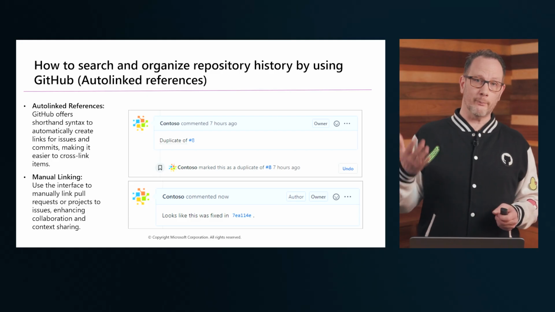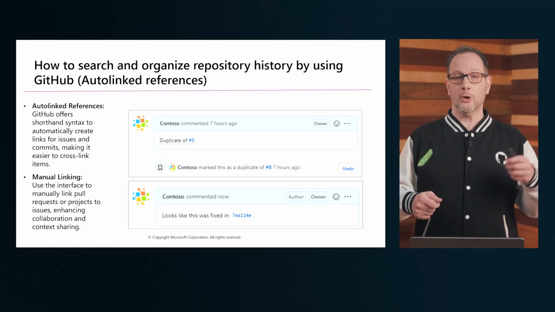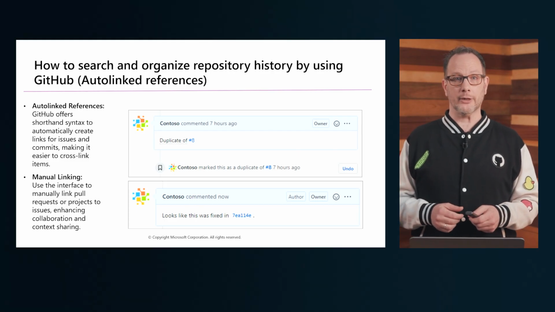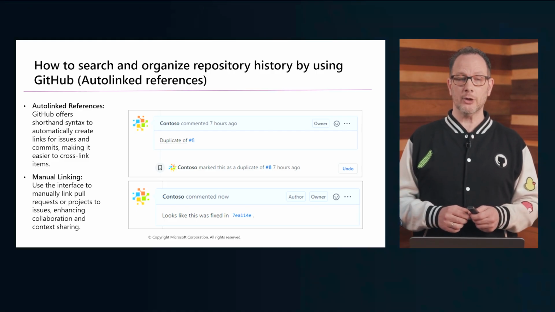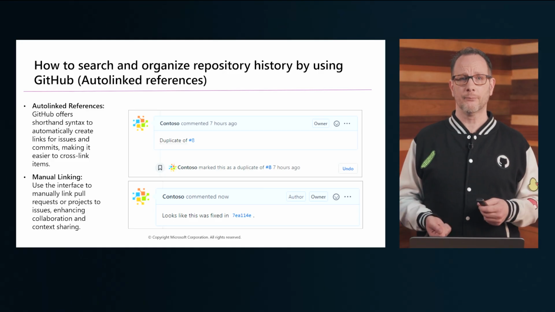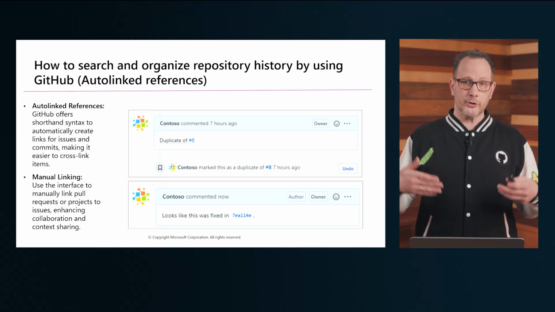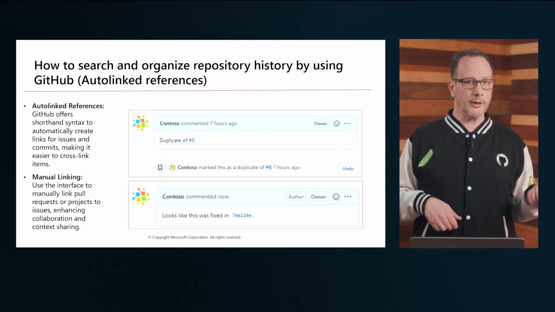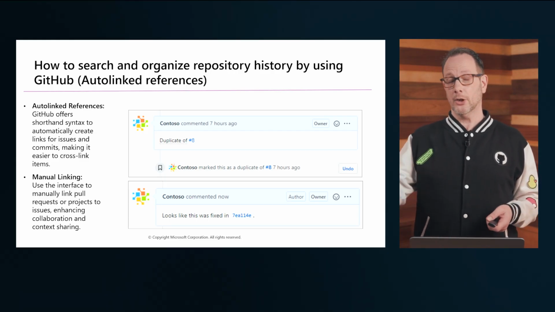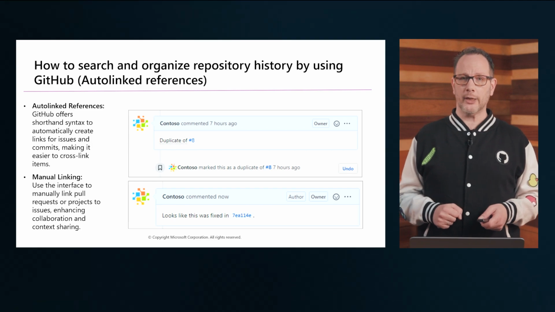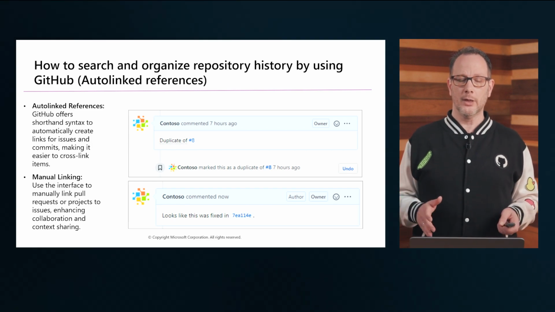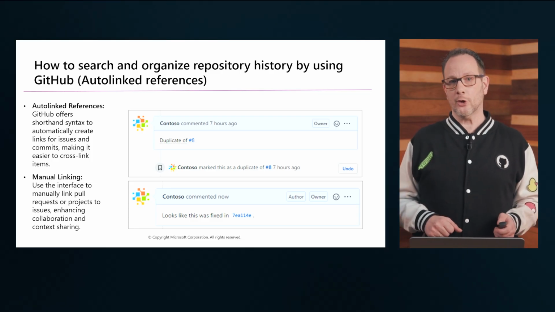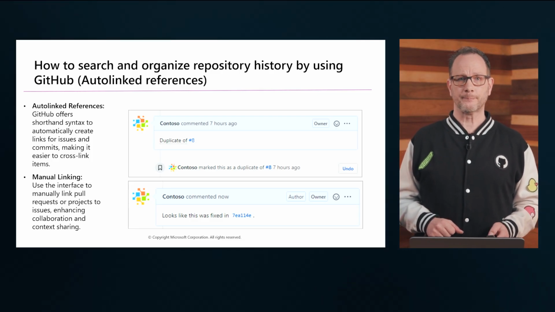You can also manually link related issues or pull requests or projects to provide more context and establish relationships between different work items. This obviously is particularly helpful for tracking feature dependencies, documenting conversations, and ensuring that no piece of work gets lost in the shuffle. These linking features help make your repository more cohesive and navigable.